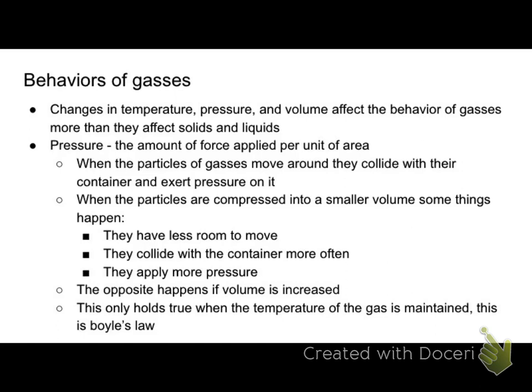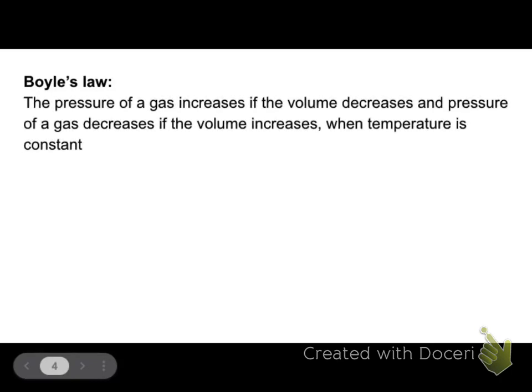This connection between pressure and volume only holds true if you keep the temperature of the gas constant. This is a principle studied by a scientist whose last name was Boyle, and therefore we call this principle Boyle's law. When we write Boyle's law out, we write it as the pressure of a gas increases if the volume decreases, and the pressure of a gas decreases if the volume increases when temperature is constant.